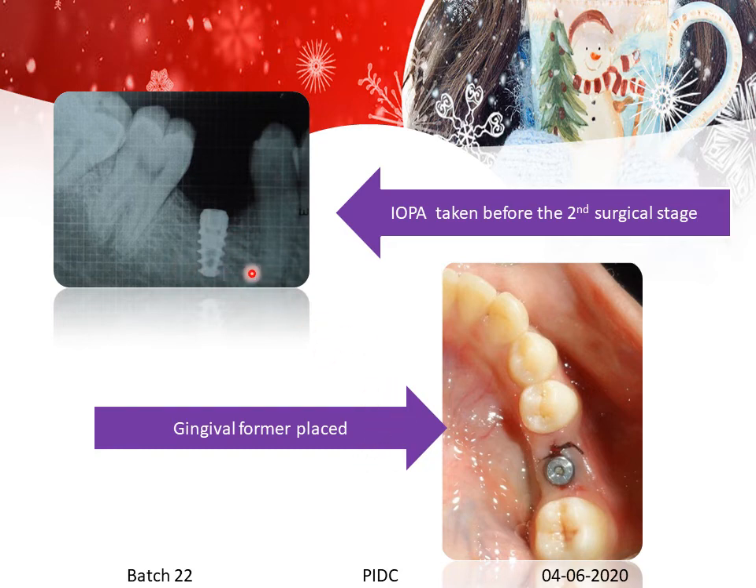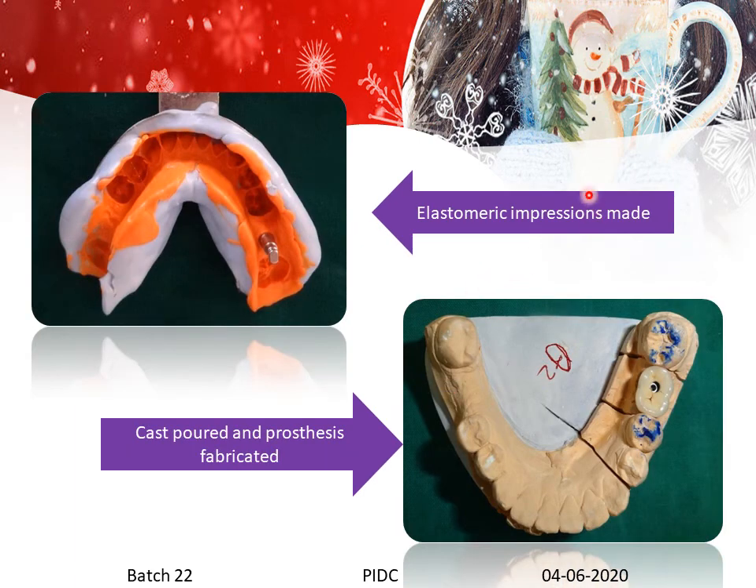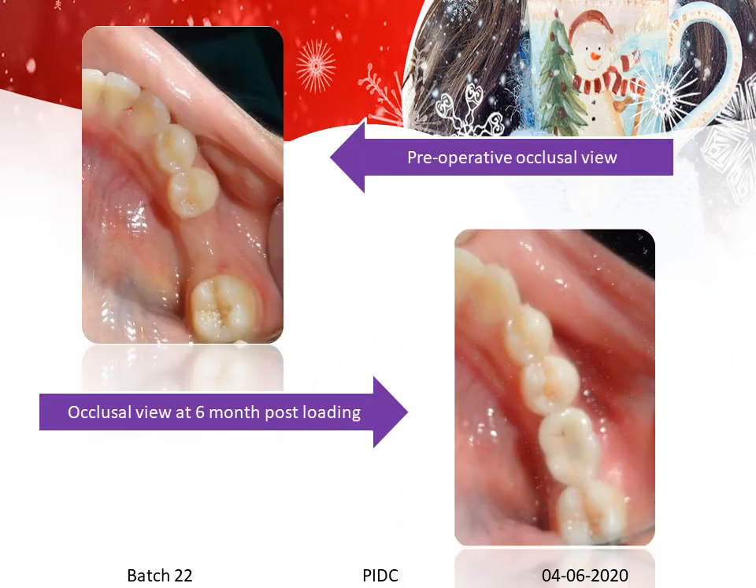Following which we remove the healing cap or the cover screw which is present, and then we have placed the gingival former so that the tissues around it take the form of the original gingival tissues. And then you can see the elastomeric impression with the transfer coping which is present. The cast is poured and the prosthesis is fabricated. So here it is going to be a screw type of abutment which we are going to give, and you could see the preoperative view, and this is the 6 months loaded postoperative view.